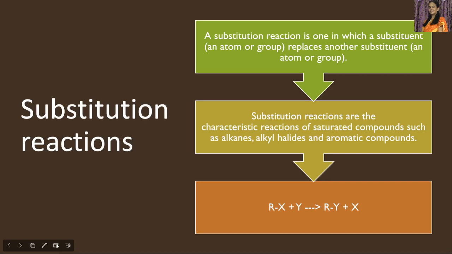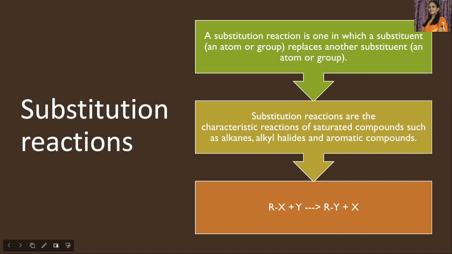And let's discuss substitution reactions, the second type of organic reactions. A substitution reaction is one in which a substituent, that is either an atom or a group, replaces another substituent, that is an atom or group. So a substitution reaction is the reaction in which a substituent replaces another substituent. The substituent may be an atom, or maybe a group of atoms.